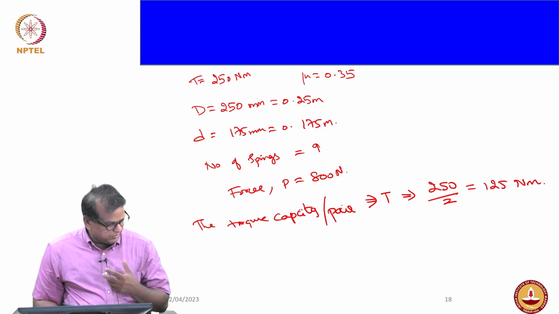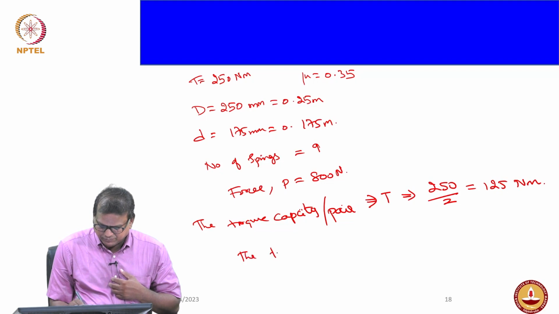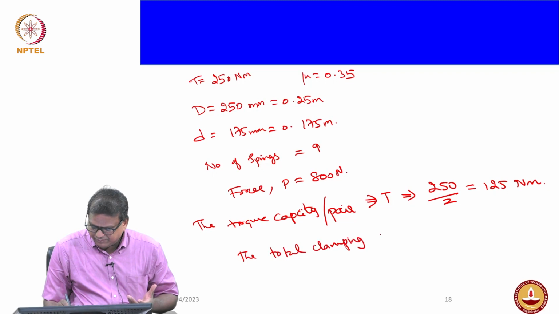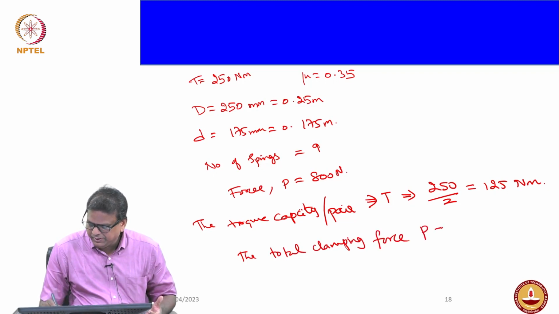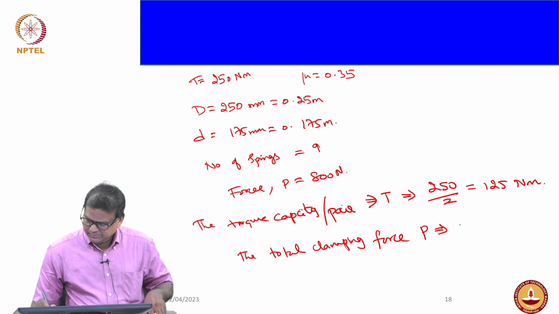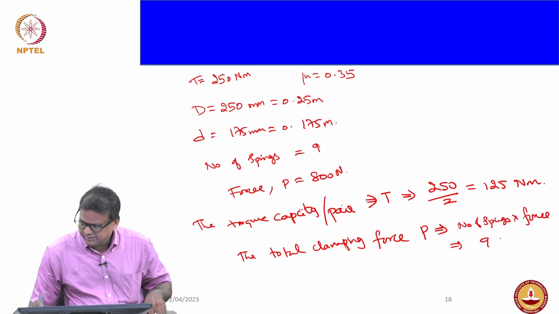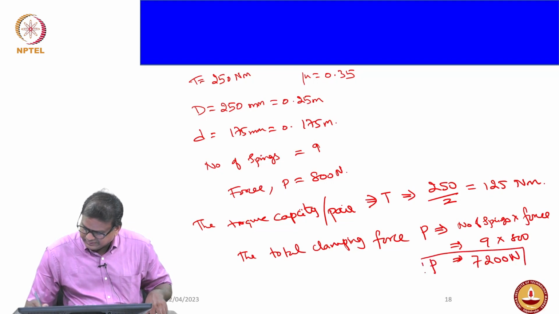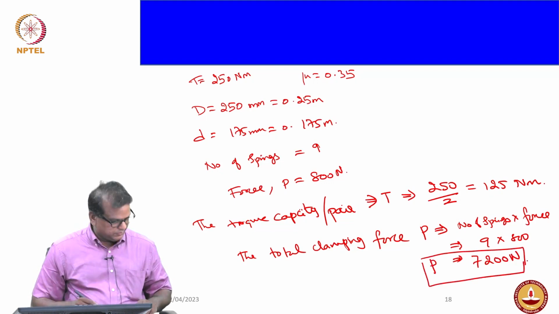Okay, so now we need to understand the total spring force, the clamping force, right? Total clamping force P. So what is the value you are getting? Number of springs into force, that is the total force, will be 9 into 800. So that should give me 7200 Newton. This will be the total acting force, or clamping force, acting on the clutch. This is in Newton.